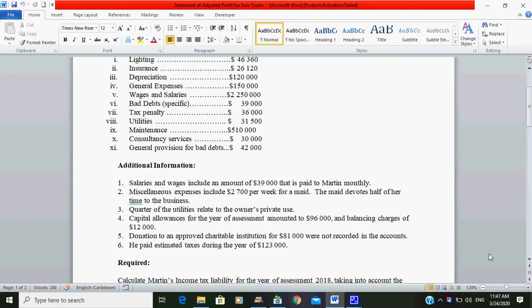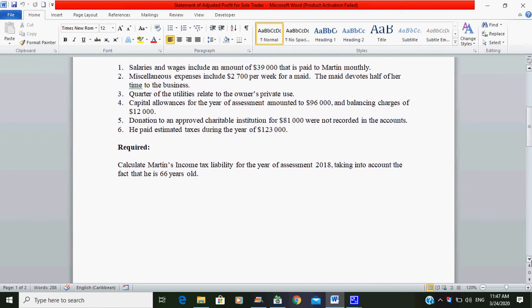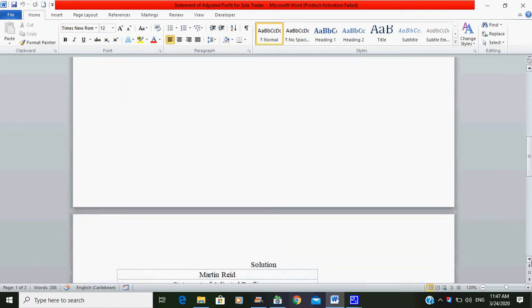Now let's roll on to the question. It says calculate Martin's income tax liability for the year of assessment 2018, taking into account the fact that he is 66 years old. Now we go to the solution.